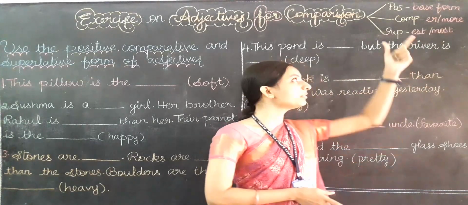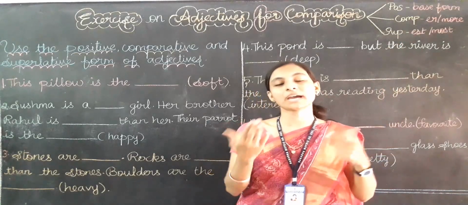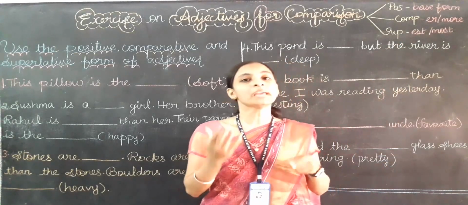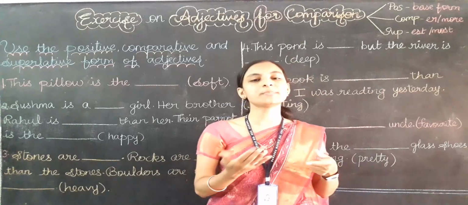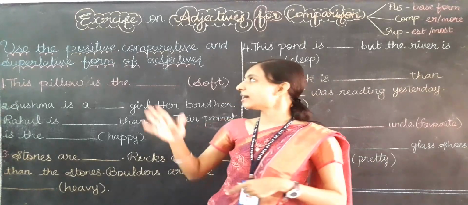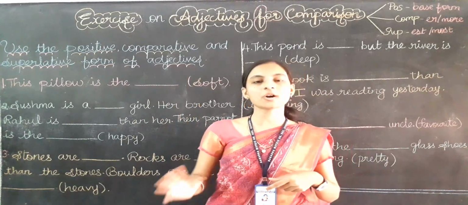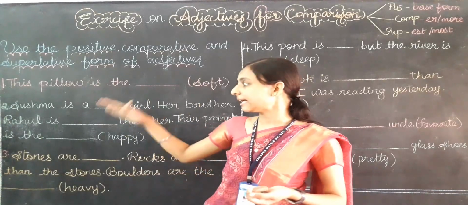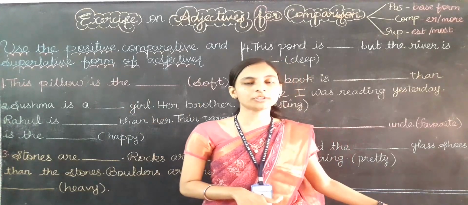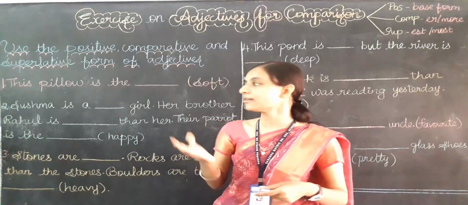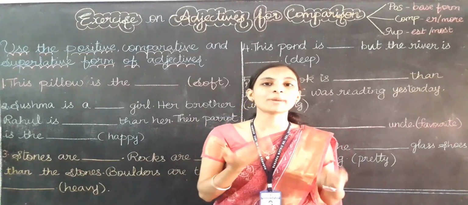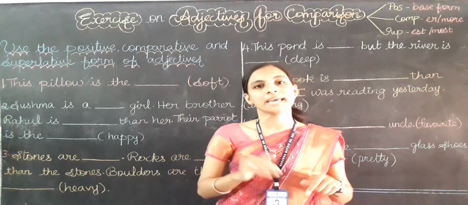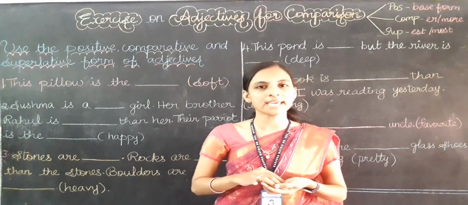I hope you are clear with these forms of adjective, because we have already learned them in the previous video. If you have not watched that video, please do watch. In this video we are going to do the book back exercise on adjective for comparison. Here I have written 7 questions on the board. From the 7 questions you have to find out which form of adjective can be used for these sentences. Shall we start doing the exercise?